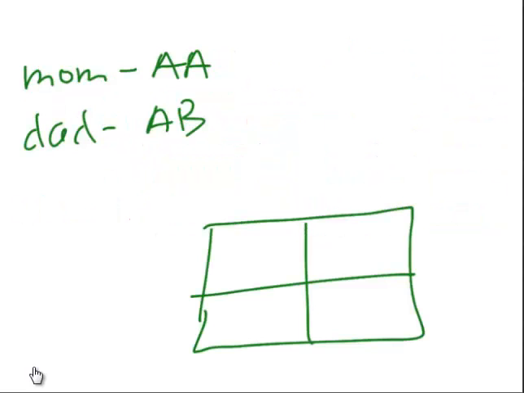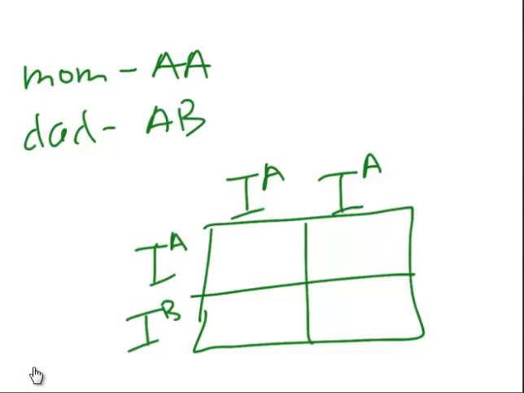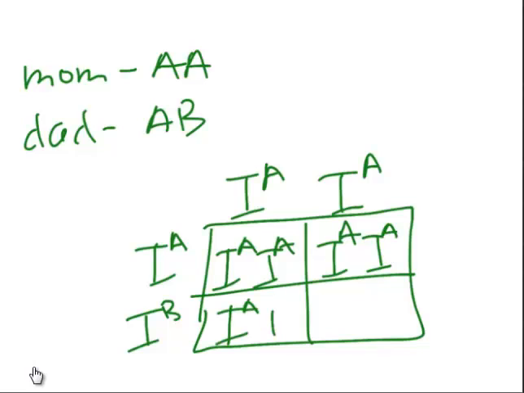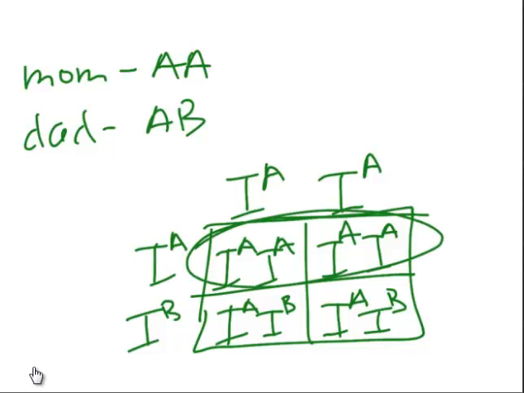Okay, so we're just going to do an example. I have a mom who's AA, so she has to be capital IA, capital IA, and a dad who's AB, so he's codominant for an A and a B. So they're going to have one possible child who could be AA, another child who could be AA, another child who could be AB, another child who could be AB. So the chances of them having a child who has A-type blood is going to be 50%, and the chances of them having a child who's AB-type blood will be 50%.